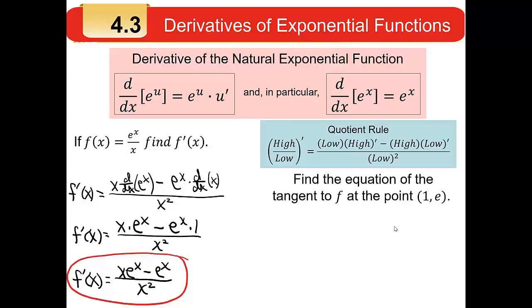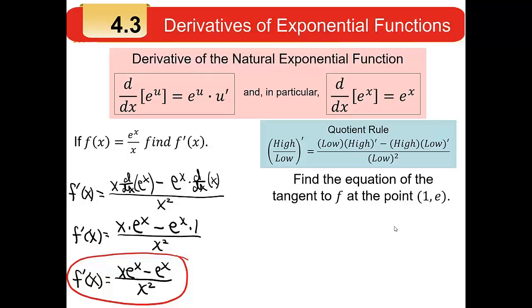I might ask additional questions. For example, I could ask you to find the equation of the tangent to the function f at the point 1, e. Remember, e is just an irrational number you studied back in algebra course. It's about 2.71828. It keeps going. It's like pi in that sense. It's an irrational number whose decimal representation never ends or repeats. But it's basically a number.